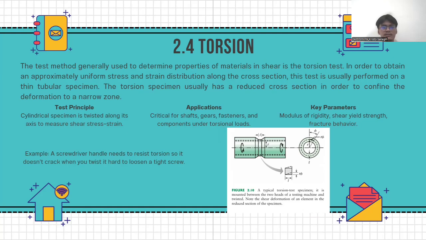Application is critical for safe gears, fasteners, and components under torsional loads. Key parameters are modulus of rigidity, shear yield strength, and fracture behavior. For example, a screwdriver handle needs to resist torsion so it doesn't crack when you twist it hard to loosen a tight screw.